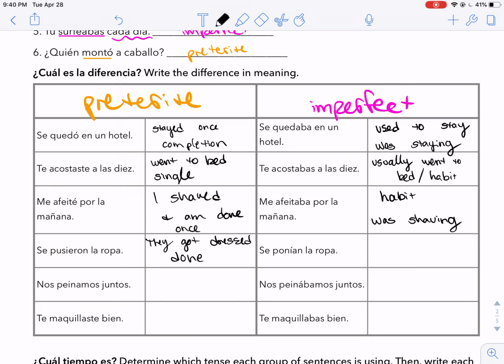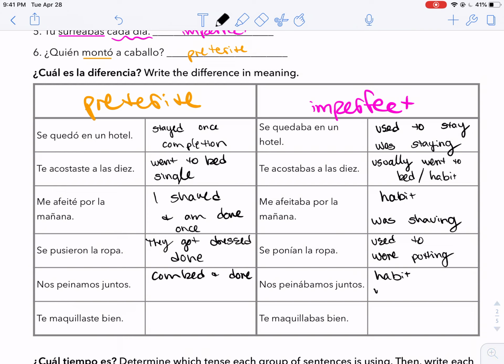And then se ponían la ropa. That's like they used to put clothes on or they were putting clothes on. Again, before they got interrupted. Nos peinamos juntos is we combed our hair and we're done. That's it. Or maybe it's in the context of something else. Like I showered and then I combed my hair. Or we showered, we combed our hair, and we got dressed. Boom, boom, boom, done. Then nos peinábamos juntos. Maybe we had a habit of combing our hair together. It's like some weird bonding ritual or something.